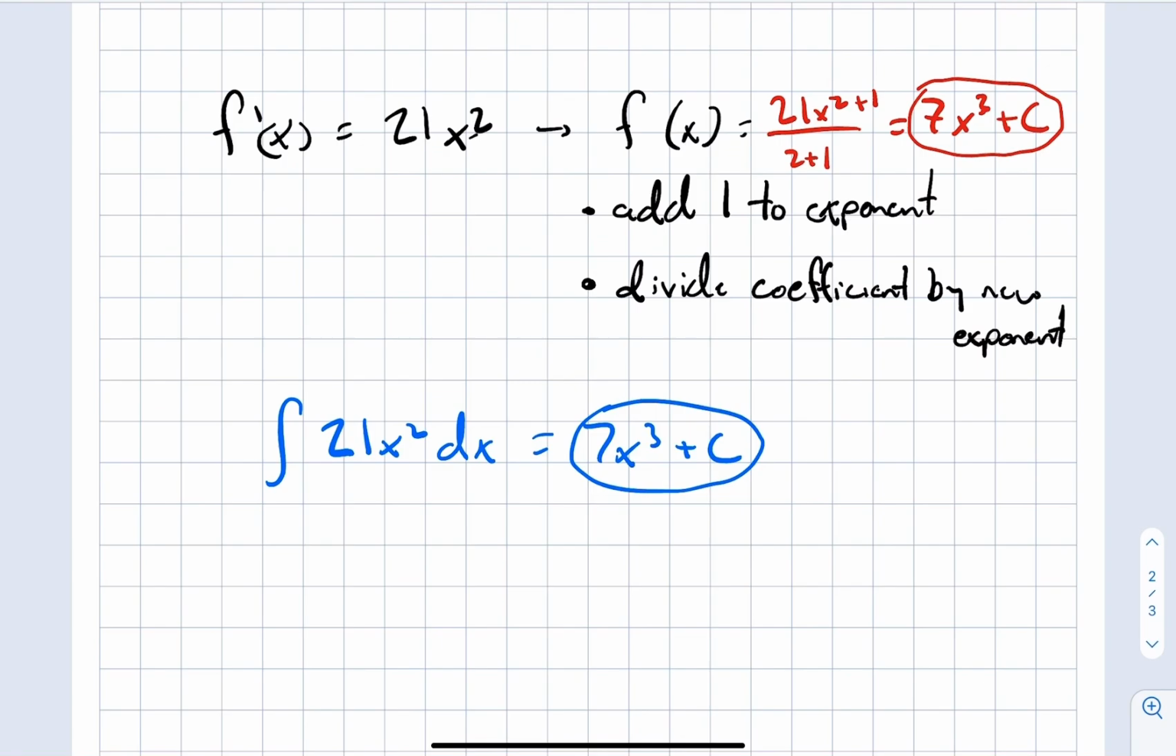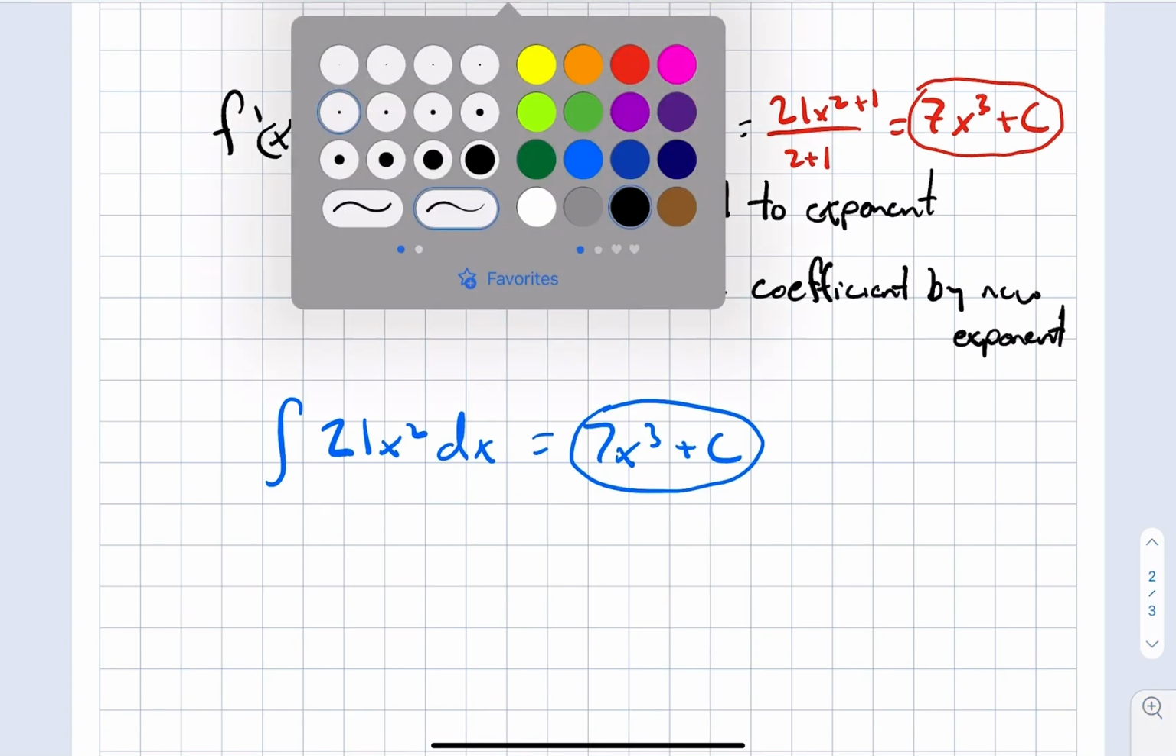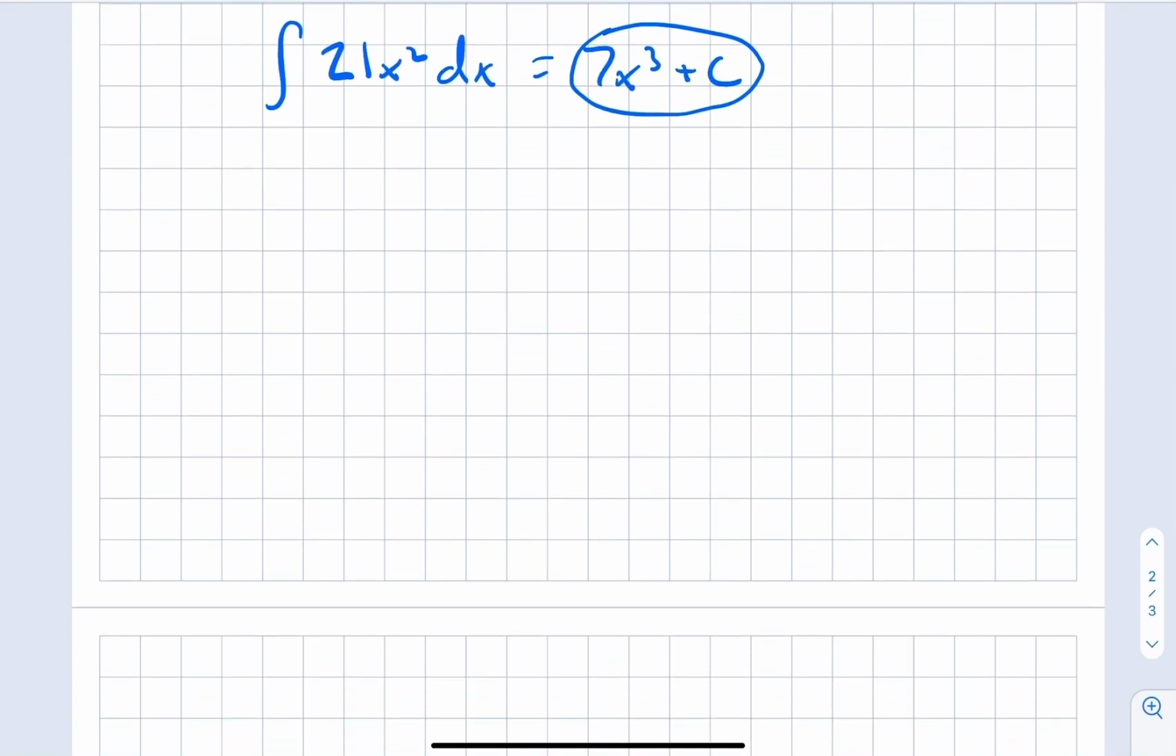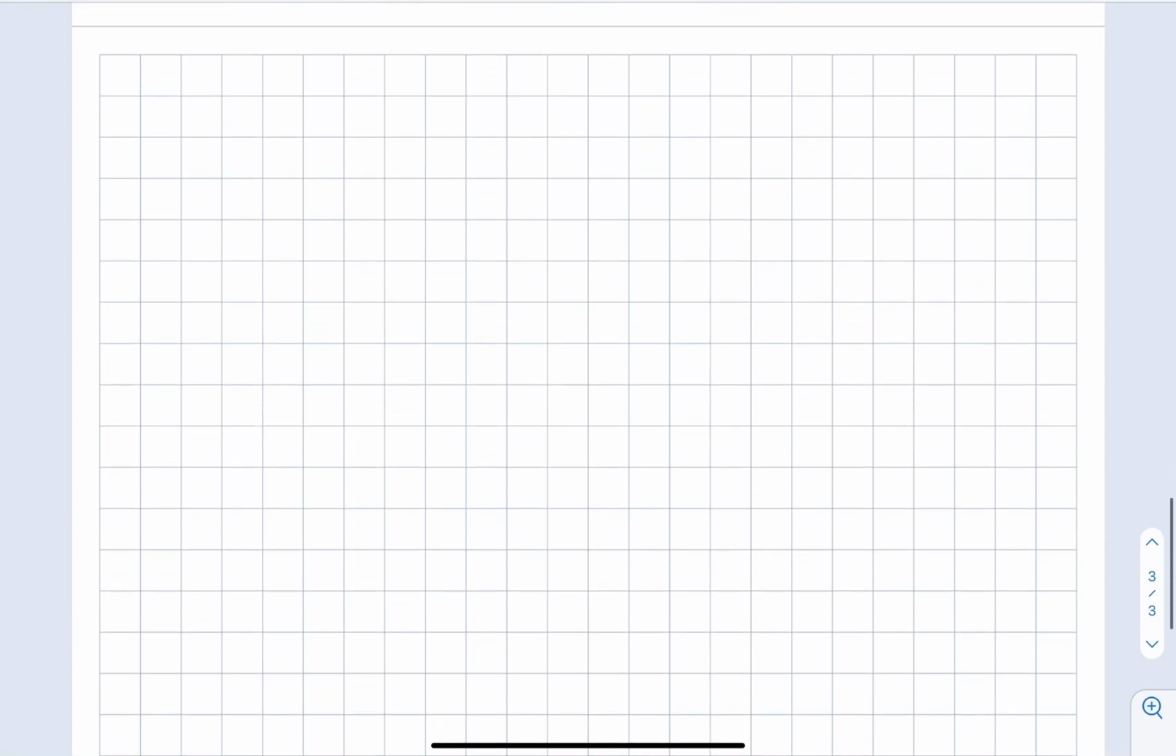So hopefully this process makes sense and it's intuitive. We're going to try a few more problems just to make sure we have it. And these are the more basic ones. We'll eventually have to do more challenging ones. So here's some practice.